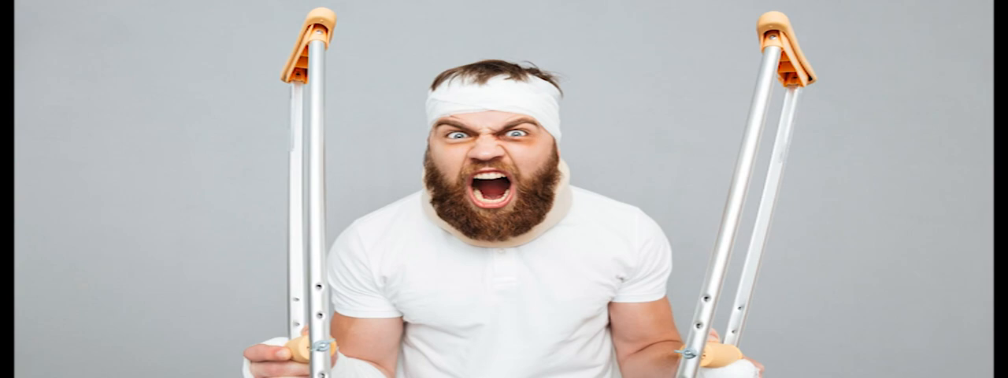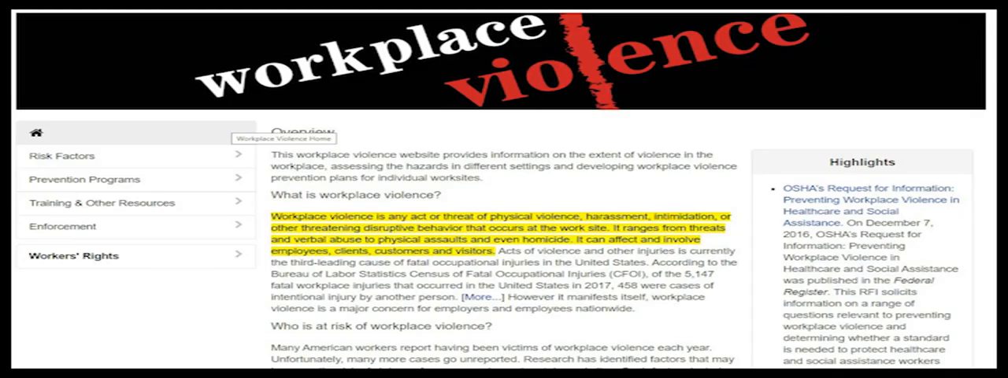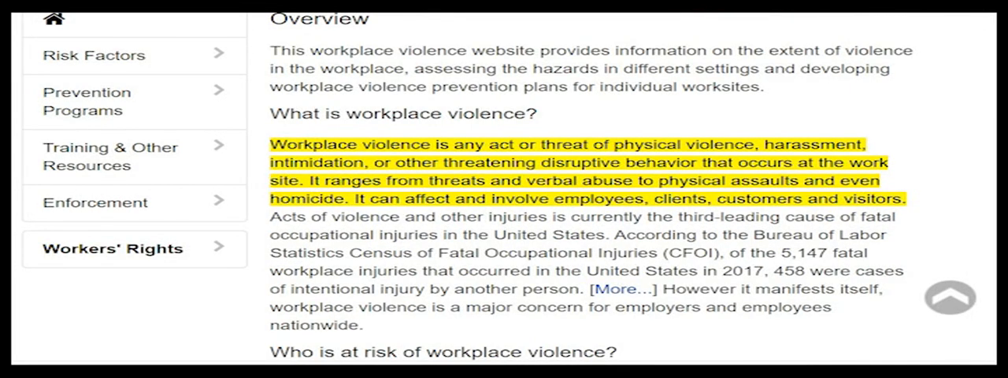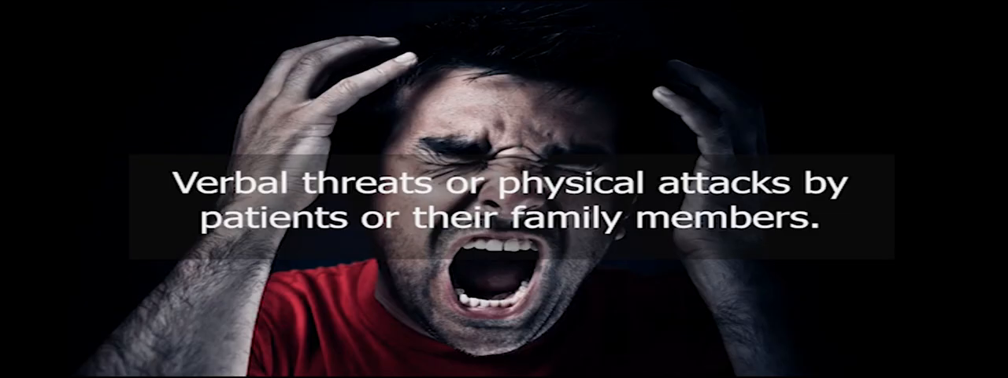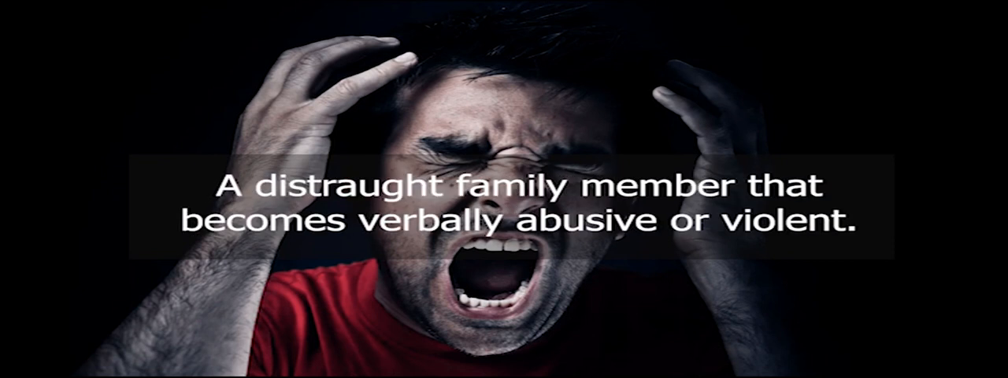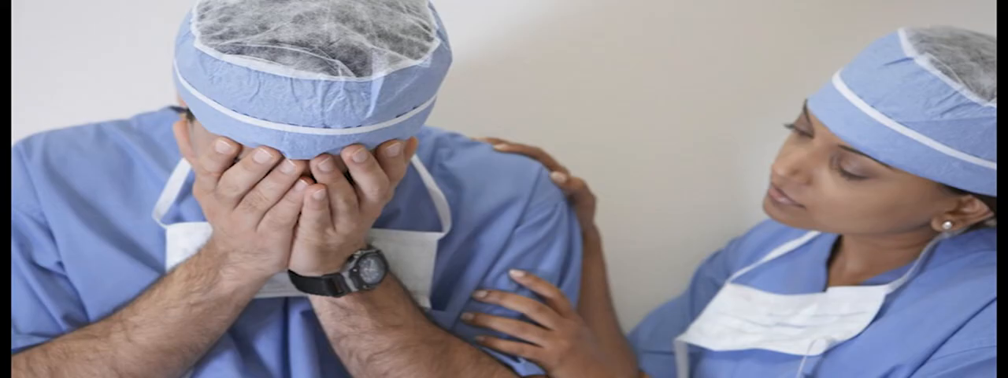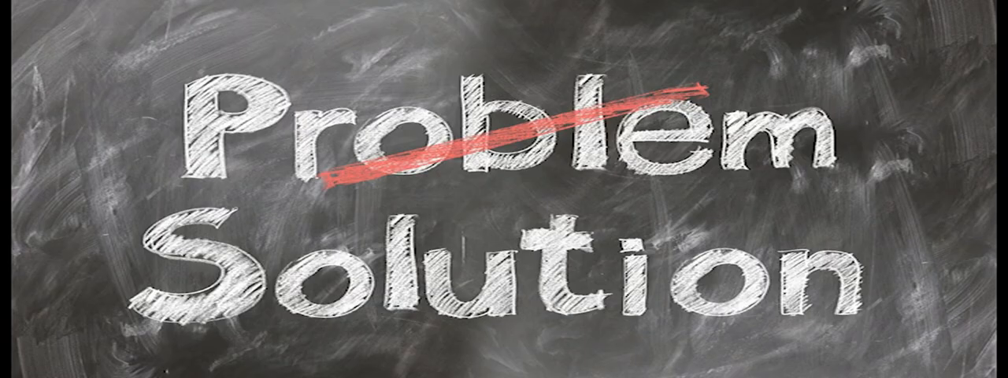in pain. OSHA defines it as any act or threat of physical violence, harassment, intimidation, or other threatening disruptive behavior that occurs at work. This could include situations like verbal threats or physical attacks by patients or their family members, a distraught family member who becomes verbally abusive or violent, a domestic dispute that carries over into the workplace, or coworkers bullying or hazing. While some healthcare workers may dismiss verbal abuse or disruptive behavior by patients and others as part of the job, this thinking can perpetuate the problem by preventing management from taking necessary measures to prevent future instances of violence and abuse.